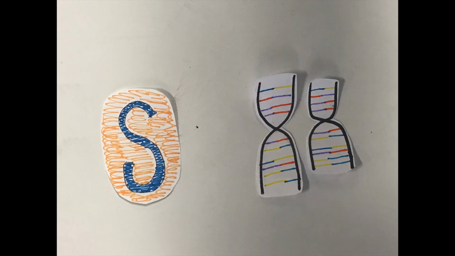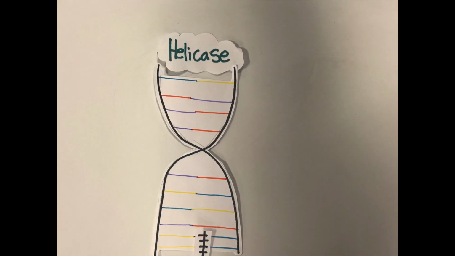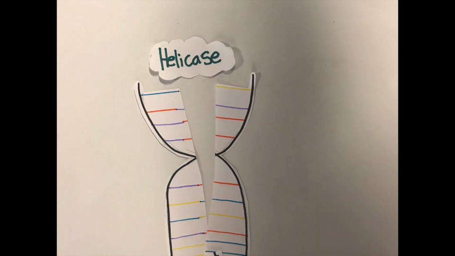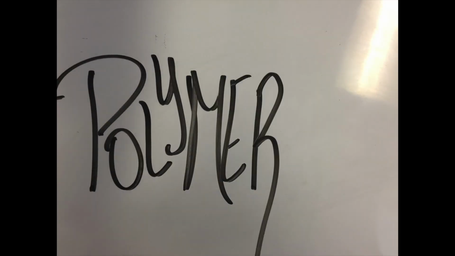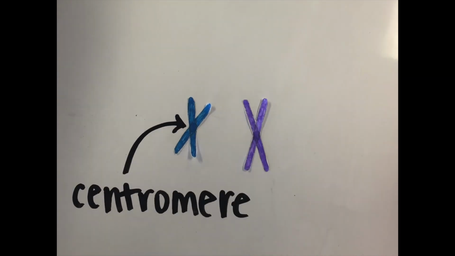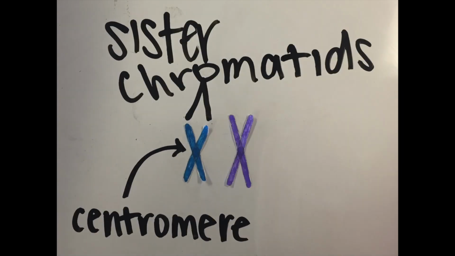Now we move into S phase, which is the second stage in interphase. Here the cell replicates DNA. First, the enzyme helicase unwinds the double helix. Next, DNA polymerase attaches free nucleotides to the template DNA strands. The result is two double helixes of DNA. These two identical sets are known as sister chromatids.